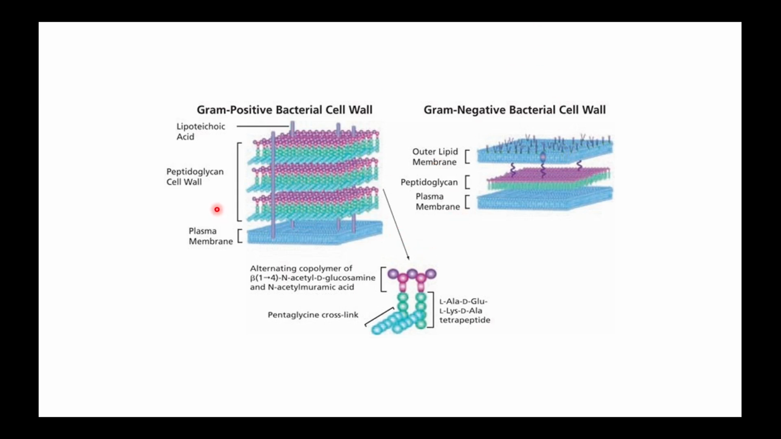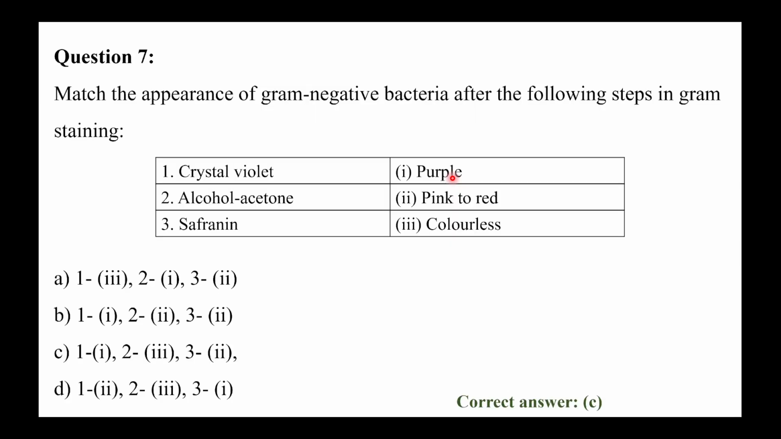The second step is to add the gram's iodine, an iodine solution, which is added to make the crystal violet bind properly to the cell wall. Be it gram positive or gram negative, now crystal violet is bound to the cell. So if you observe the cells just after addition of crystal violet, you will see the cells appearing purple in color. After addition of crystal violet and gram's iodine, the third step is decolorization by using alcohol or acetone solution.